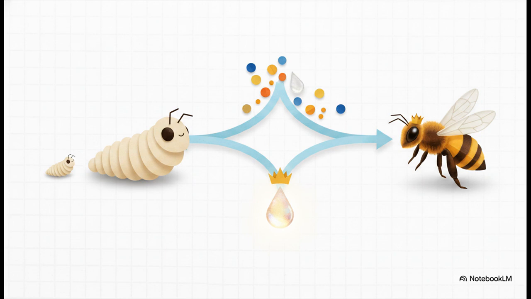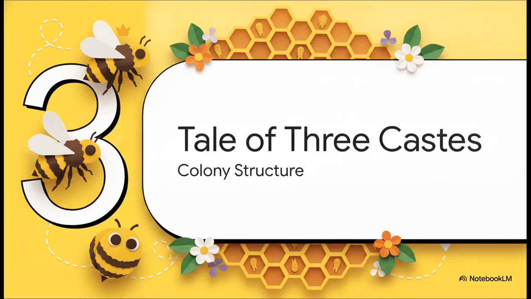A female larva fed a standard mix of pollen and nectar becomes a sterile worker. But if she gets fed exclusively royal jelly, boom, that specialized diet completely rewrites her destiny, triggering her development into a fertile queen. Which brings us to Section 3, A Tale of Three Castes, the structure of the colony.